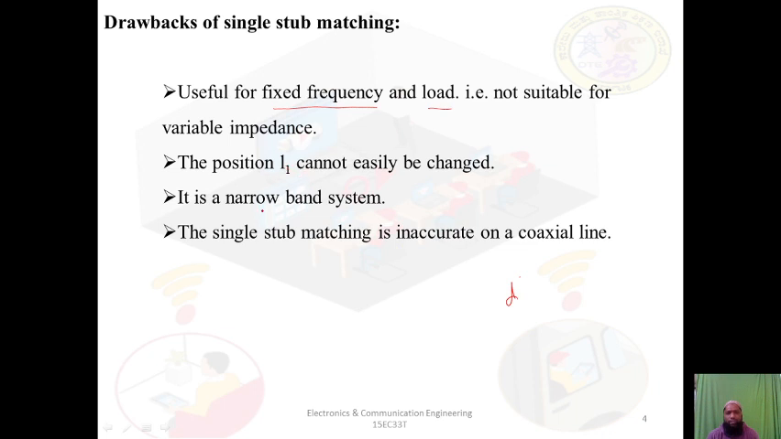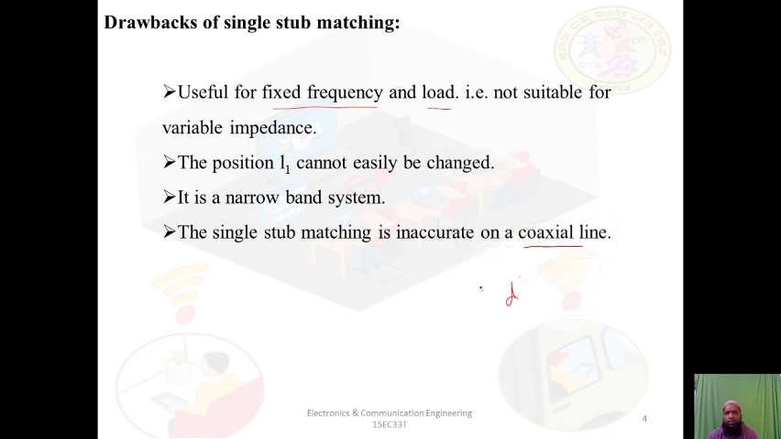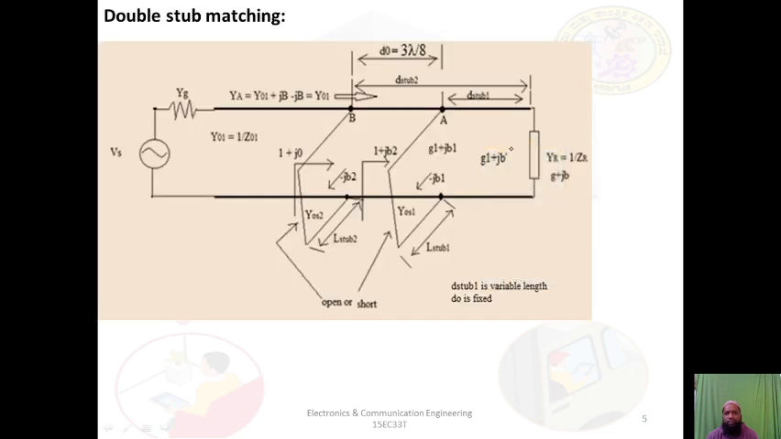Since it is used for a fixed frequency, it is a narrow band system, and it is inaccurate because slight final adjustments are required. This is difficult in coaxial line, though it is easy in open wire lines or parallel wire lines. So these are some of the drawbacks of single stub matching. To overcome these drawbacks, we use double stub matching.